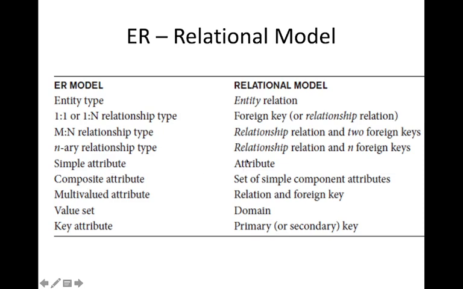If it is a simple attribute, it will be changed into an ordinary attribute. If it is a composite attribute, it can be converted into a set of simple component attributes. If it's a multi-valued attribute, then it will form a new relation with a foreign key. If it is a value set, it will be a domain. And a key attribute will become a primary key or secondary key. We have already seen what a primary key and secondary key are. There may be several keys in a particular relation, and all of them are known as candidate keys. One will be kept as the primary key, and the rest of the keys will be called secondary keys.